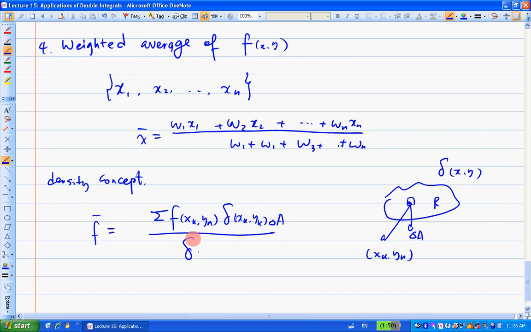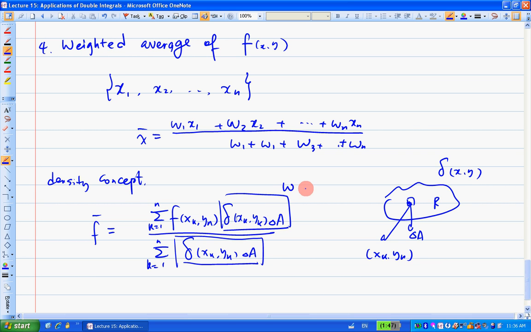and divided by the sum of delta(xk, yk) delta A. So basically the weighting factor is this one, the sum for k equal to 1 to n. This is the weighting factor, wk.